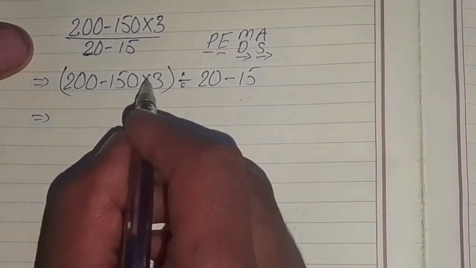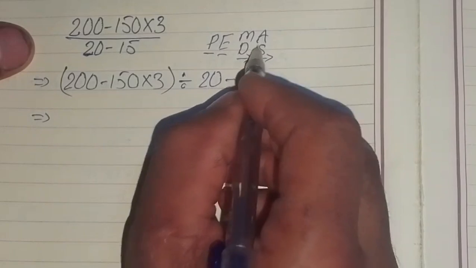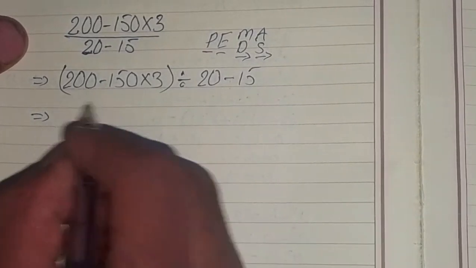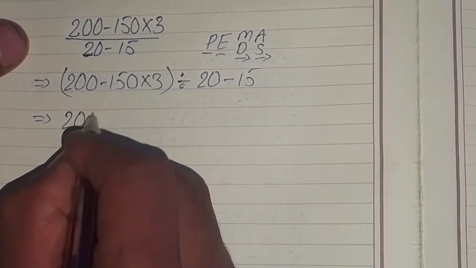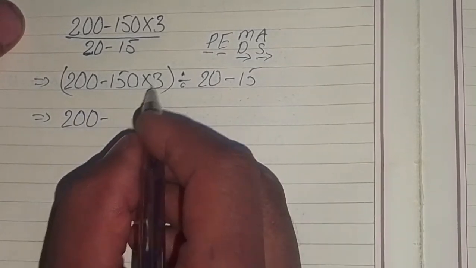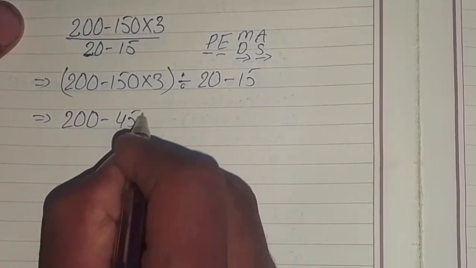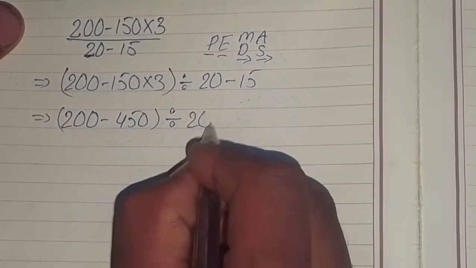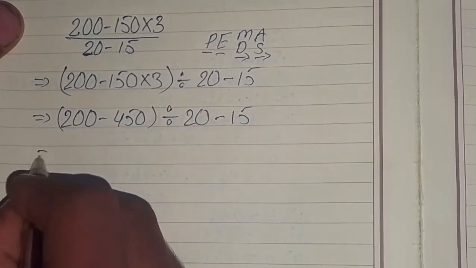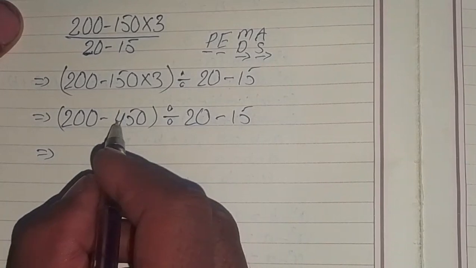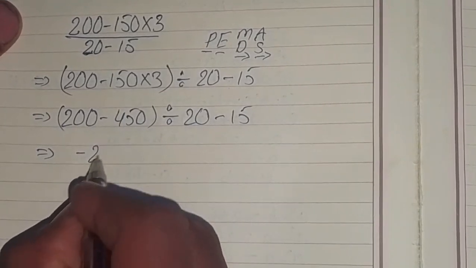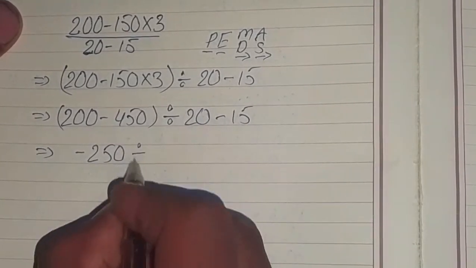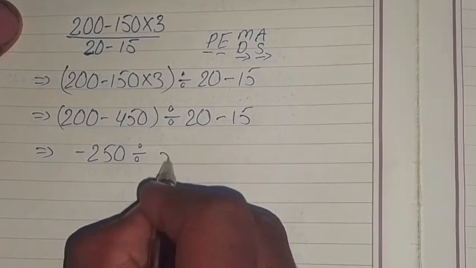First we solve the numerator. We know that first we solve multiplication, then we solve subtraction. So according to the rule, now we solve multiplication. 200 minus 150 times 3, that gives us 450. So 200 minus 450 gives us minus 250, and divide by the denominator, 20 minus 15, which gives us 5.